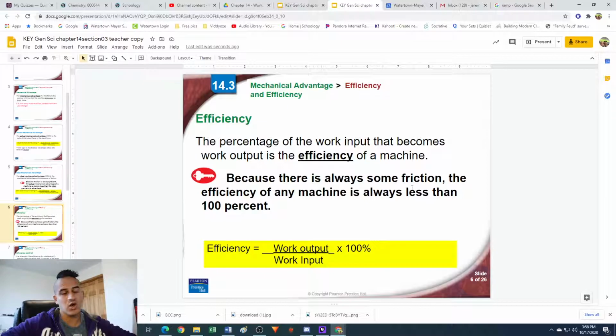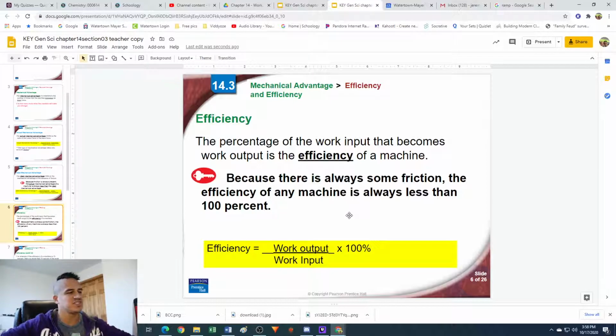Because there is always some amount of friction, the efficiency of any machine is always going to be less than 100%. However, we want to get it as close to 100% as we can. If you had a machine that was 99.9999% efficient, that would be the best machine you could ever make, because you're never going to get 100% efficiency.